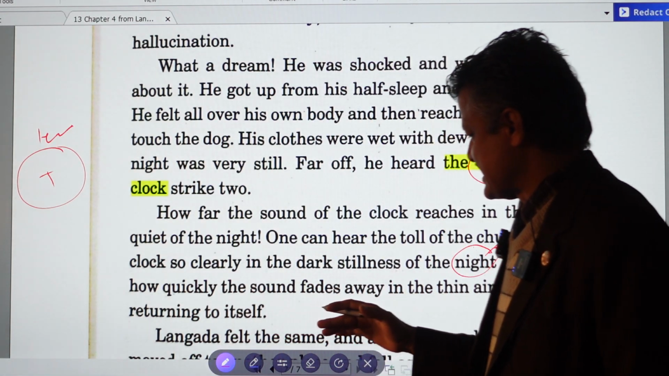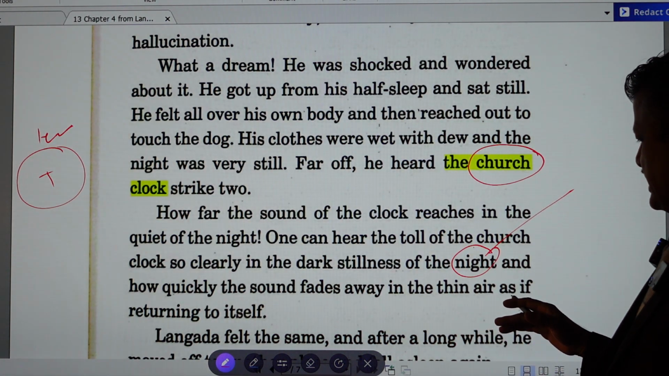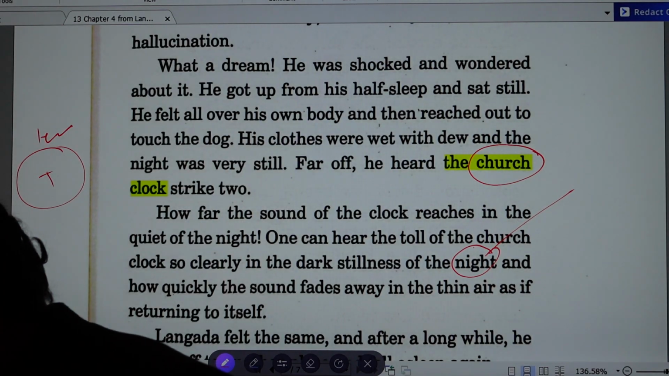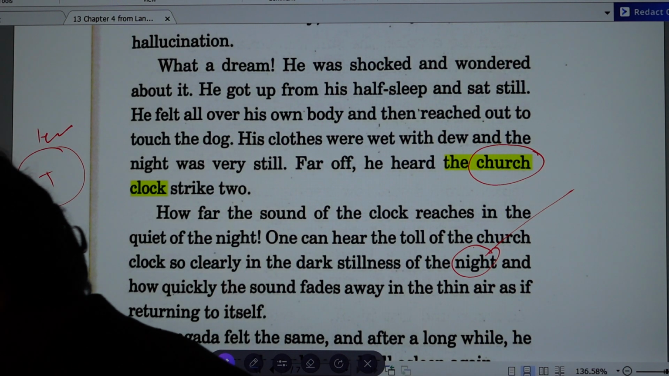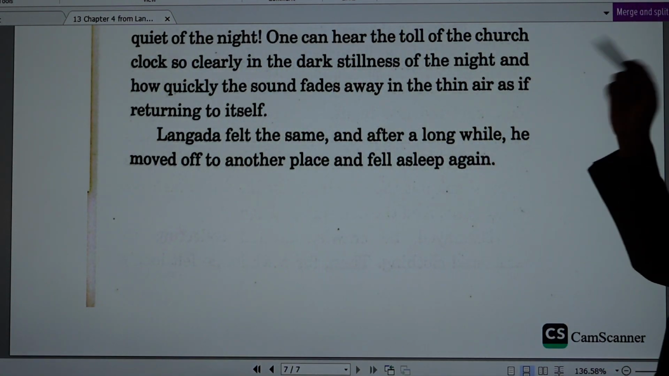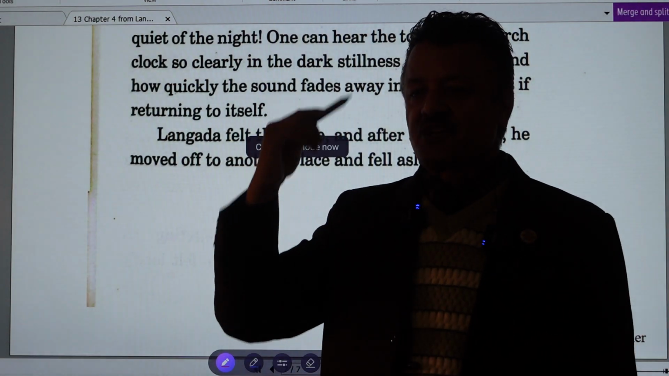And how quickly the sound fades away in the thin air as if returning to itself. Now I don't know how to interpret the sound of the church bell, but I'll say, when the church bell tolls, it's like God speaking to me.